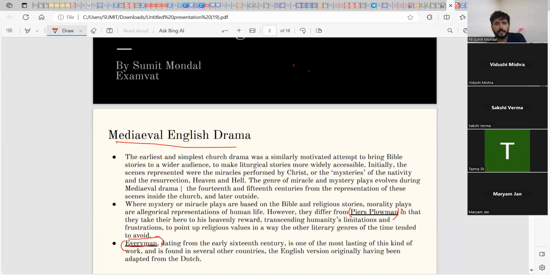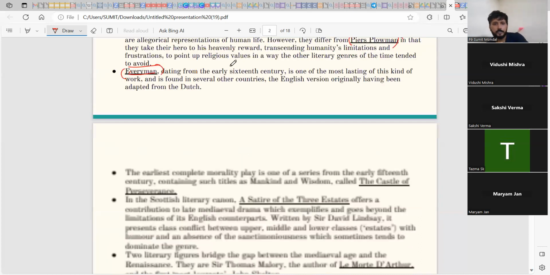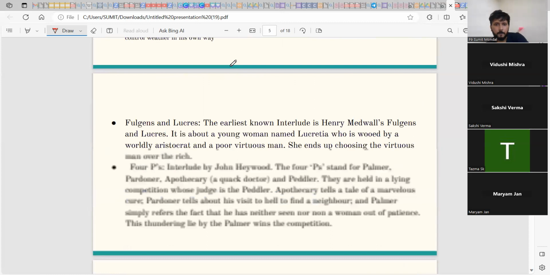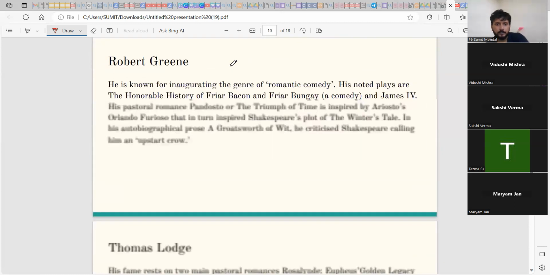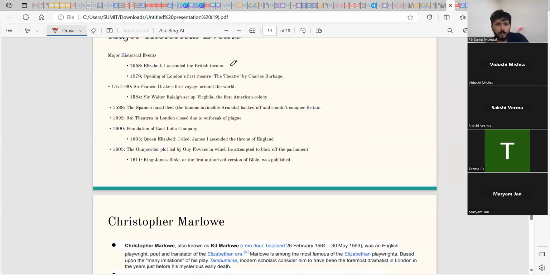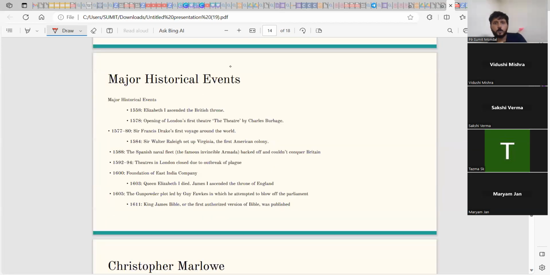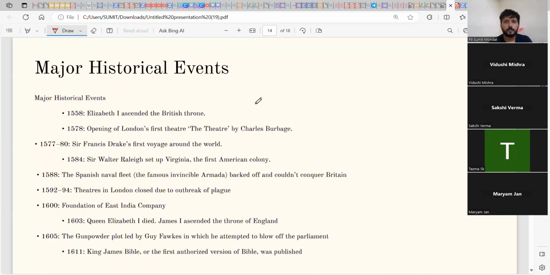So what you can find here, one second, let me find the trajectory. Okay, so before you understand the medieval English drama, just look at the trajectory. Let me make the screen a little bigger. See what the major historical events are. Just remember this, and after that we'll discuss a little.